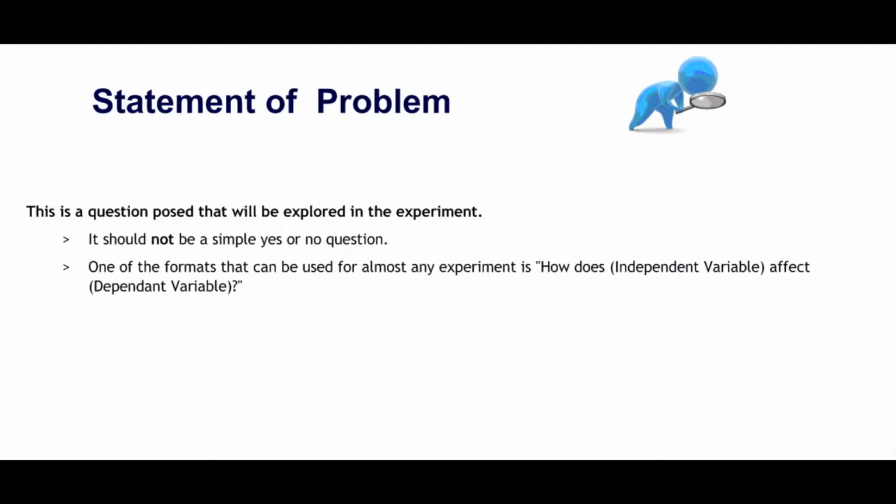Statement of problem. Now I'm not going to take the time to read and go into detail about all of these. I thought I would just hit some of the highlights. So this is not a simple yes/no, but a typical format would be, how does the independent variable, whatever that is, affect the dependent variable? So that would be a good way to write a statement of problem.